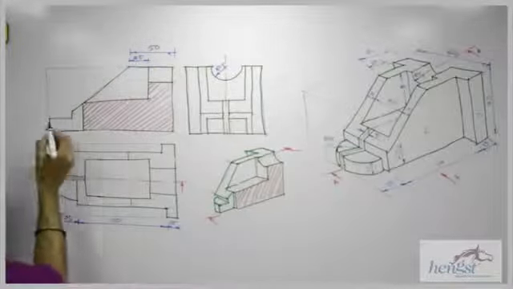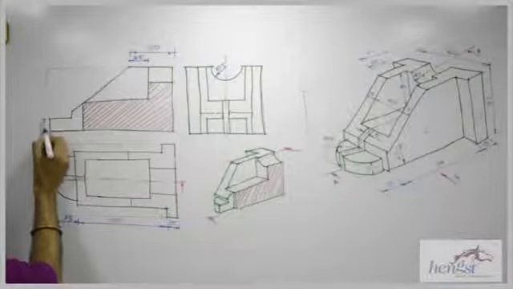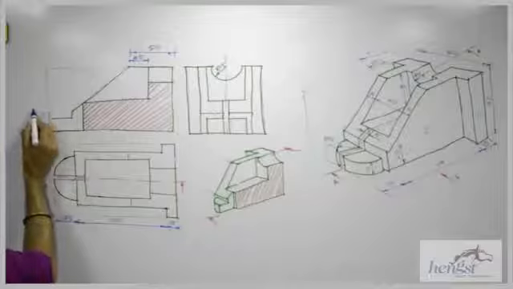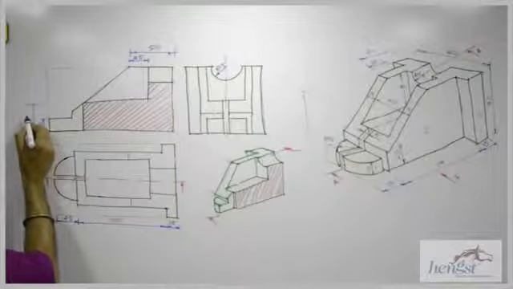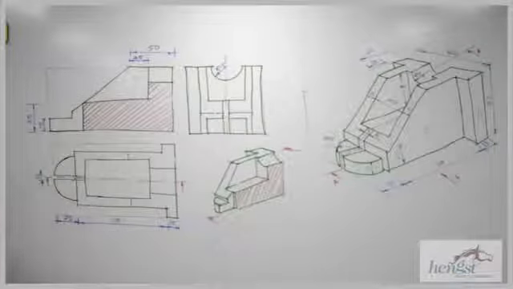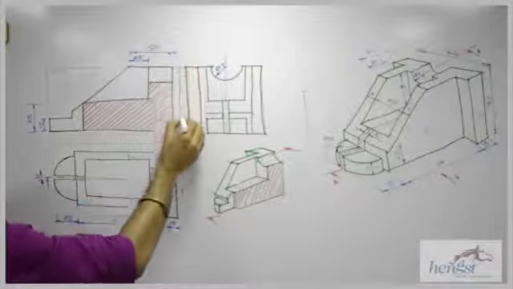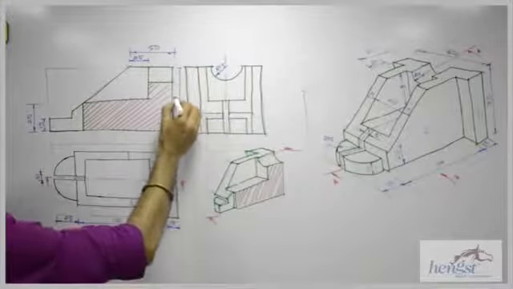Then this height, 15. See this is what I mean when you take smaller dimension inside. This is 15, this is 25. So you draw 15 inside and 25 outside. Now we need to draw one more. We can show this height. That is 75.